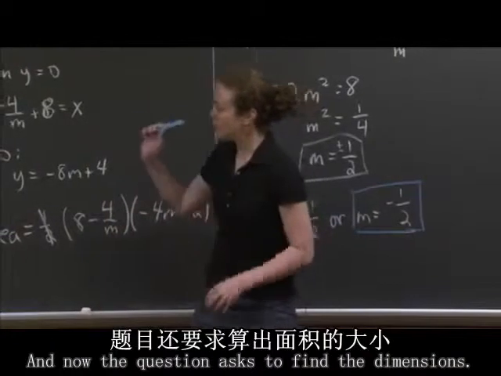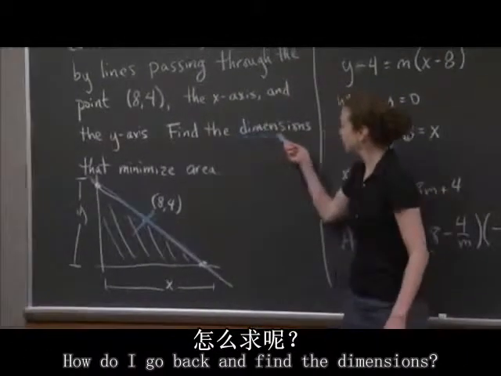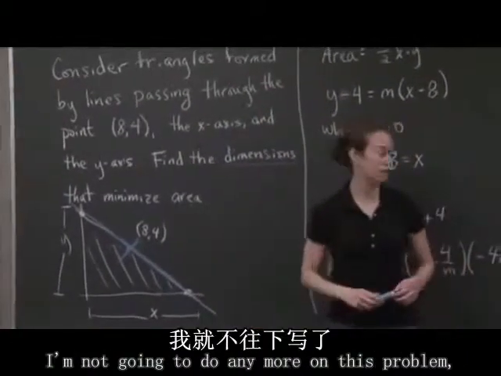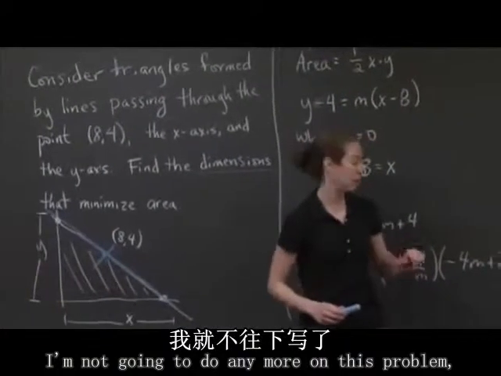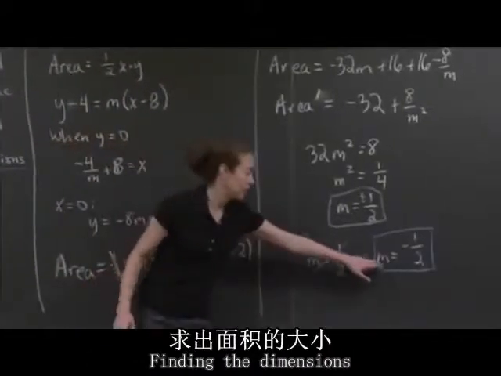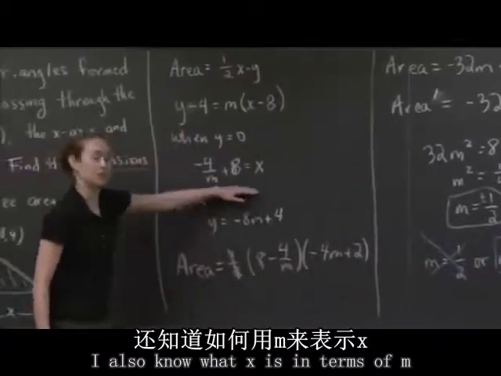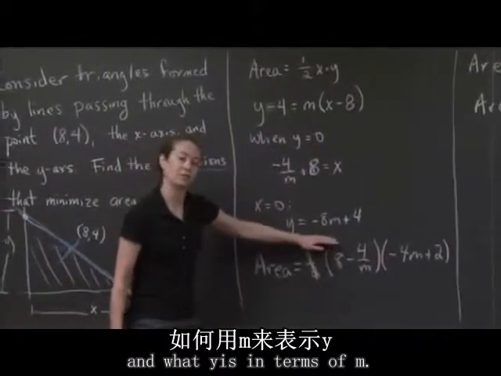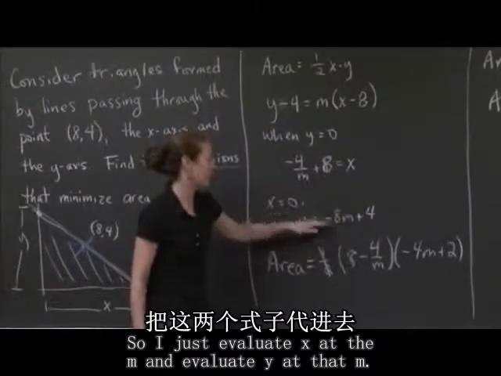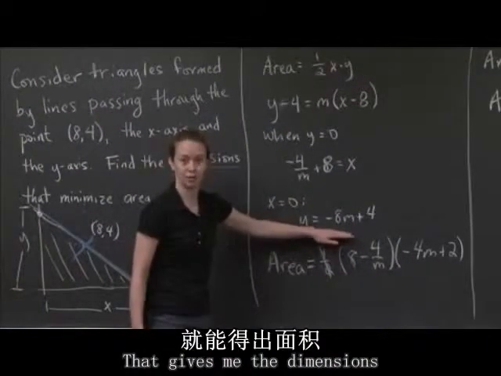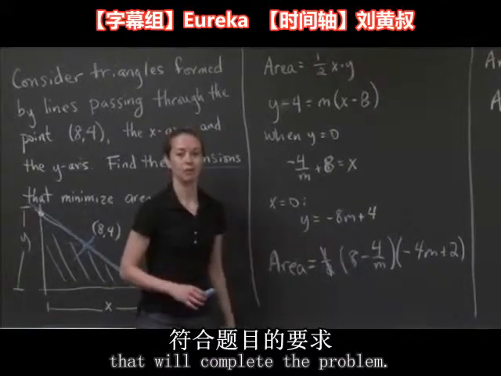And now the question asked to find the dimensions. How do I go back and find the dimensions? I'm not going to do any more on this problem, but you can do it to finish it off. Finding the dimensions, I know what m is. I also know what x is in terms of m and what y is in terms of m. So I just evaluate x at that m and evaluate y at that m. That gives me the dimensions. That will complete the problem. But I think I'll stop there.